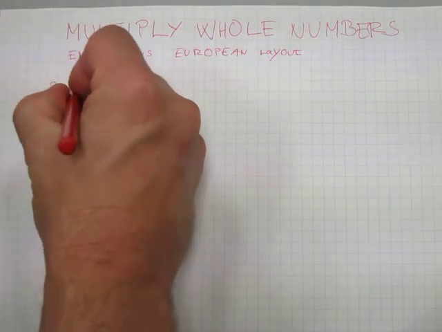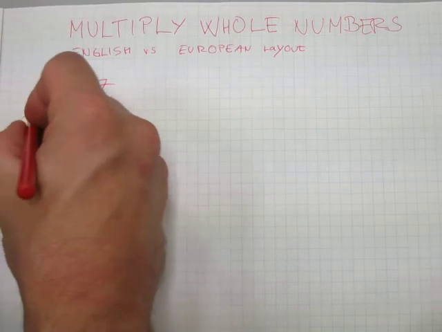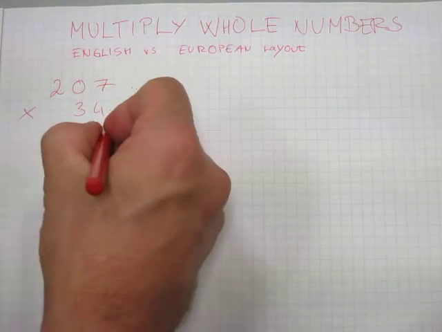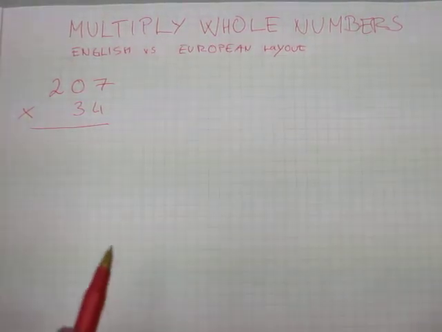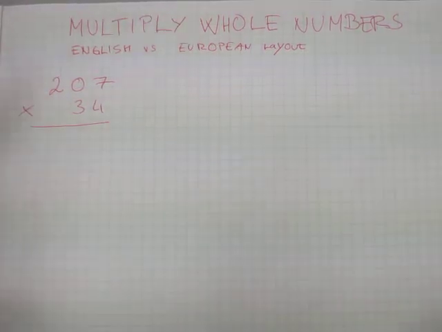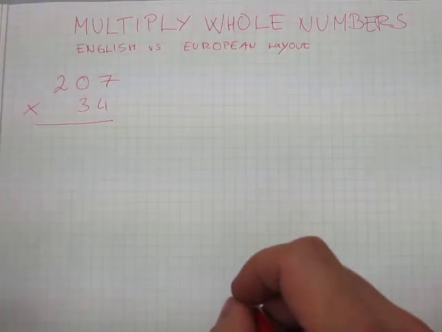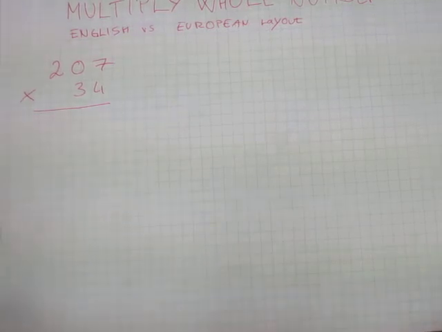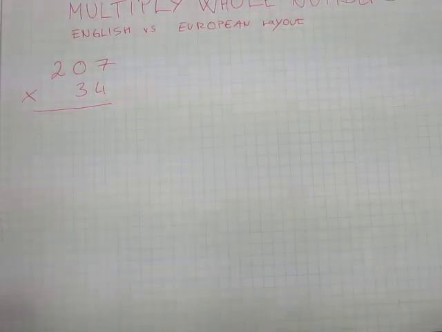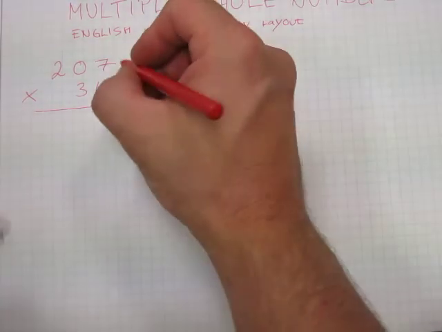For example, we've got the number 207 to be multiplied by a two-digit number, say 34. This is how it's written up for multiplication, and this is how it goes. I'm going to say out loud the steps of it, and you'll see that in terms of procedure they are very similar or identical to the European version. The layout of the multiplication is the only thing that's going to be different.